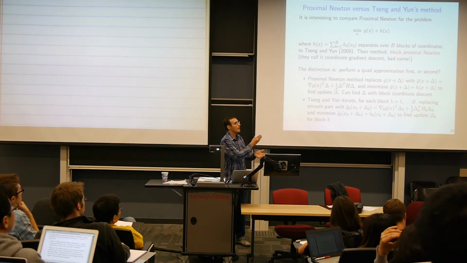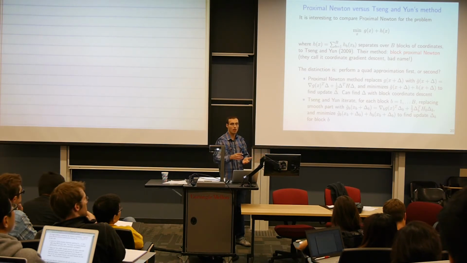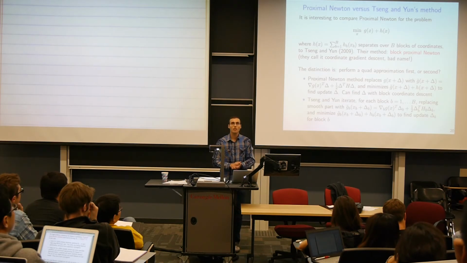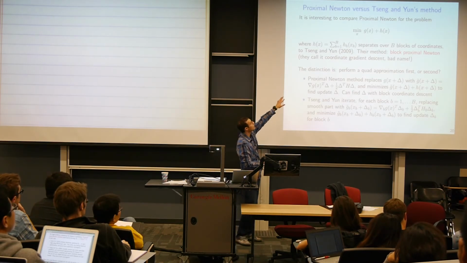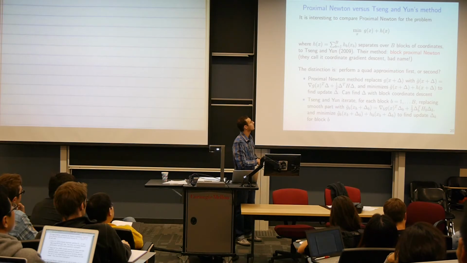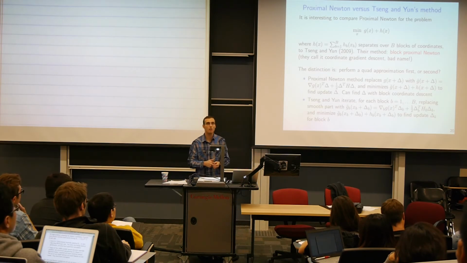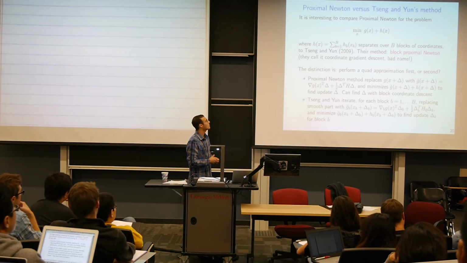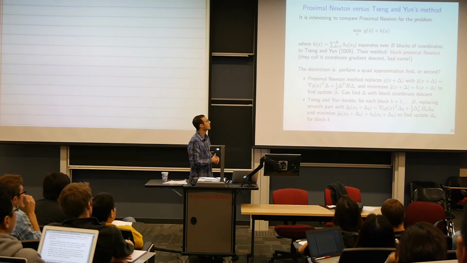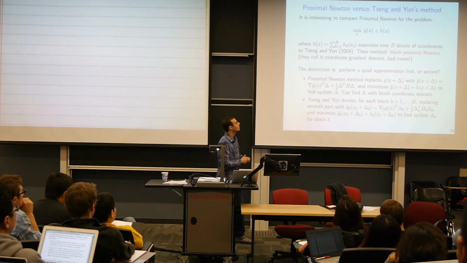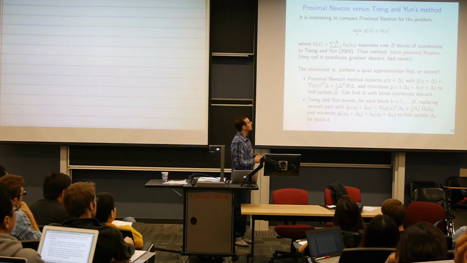In more generality, you may have your non-smooth function splitting up over blocks of variables. And Tseng and Yun have a very interesting paper from 2009 where they do something that I would call block proximal Newton. So they call it coordinate gradient descent. I don't think that's a very good name because that name is not related at all to Newton's method. But here's the idea.